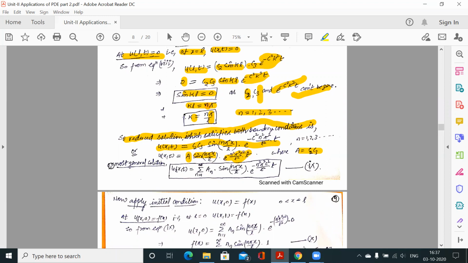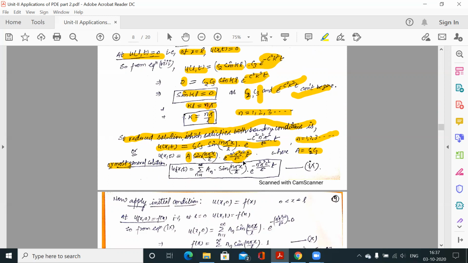And again, like in the previous case of the one dimensional wave equation, I told you that this is our solution satisfying both the boundary conditions. If we substitute n equal to 1, we have one solution. When we substitute n equal to 2, we will get a second solution. When we substitute n equal to 10, we will get another solution. So all are solutions, and the values are 1, 2, 3 up to infinity. Whatever value we substitute for n, it is one solution.